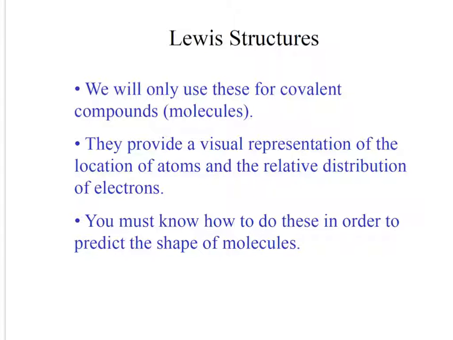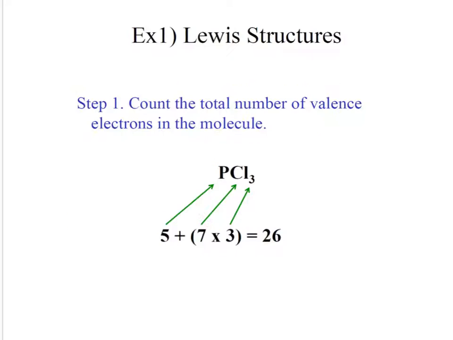So we'll only use these for covalent compounds, the Lewis structures, and they'll provide a visual representation of the location of the atoms and the relative distribution of electrons. And you have to know how to do these in order to predict the shape. We'll predict shapes next lecture, but if you can't draw Lewis structures, you won't be able to predict molecular shape. Alright, so here are the steps.